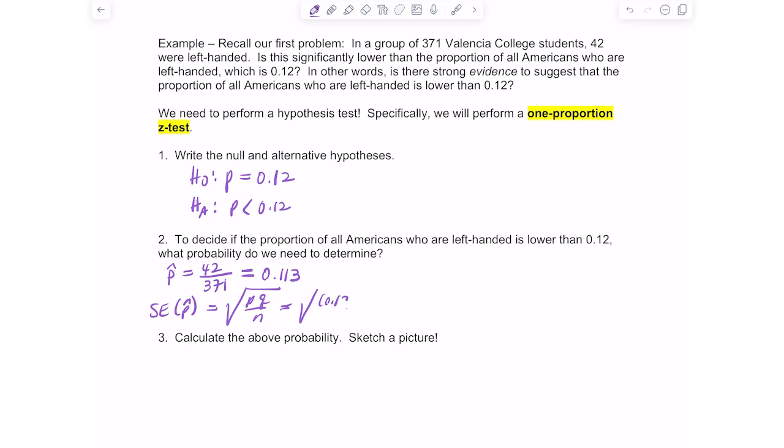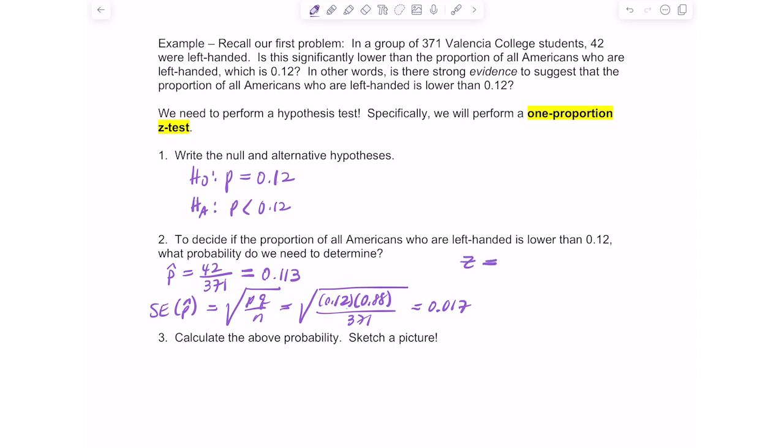Times 1 minus 0.12, and then divided by my sample size. And when you calculate that, you get 0.017. So I'm going to use that to figure out where p hat goes on the normal model. So I need to find z. How many standard deviations away is my sample proportion p hat?